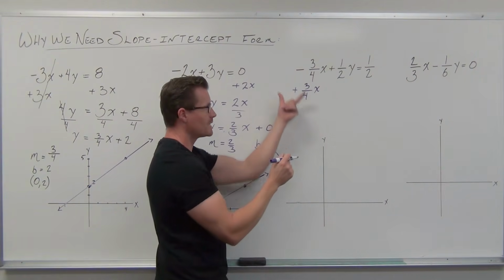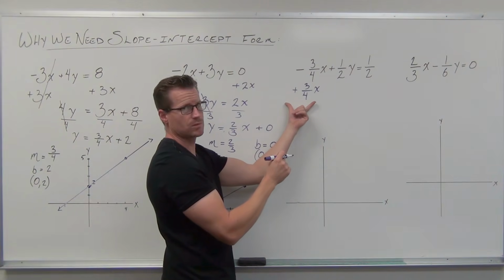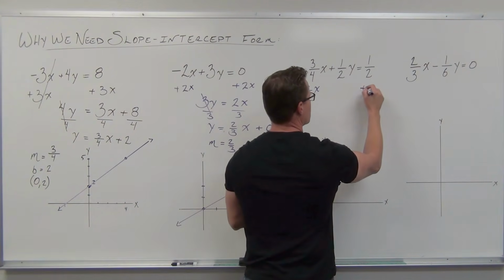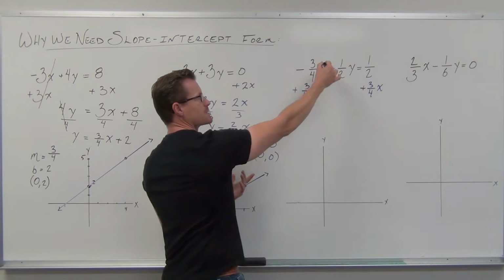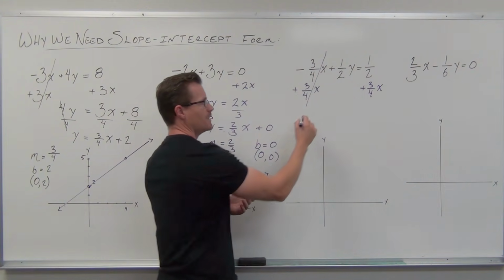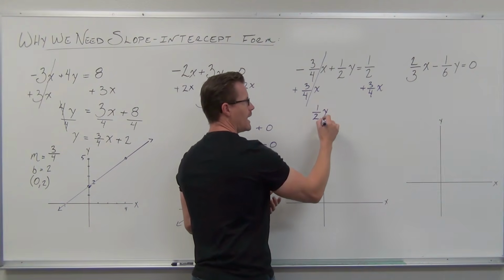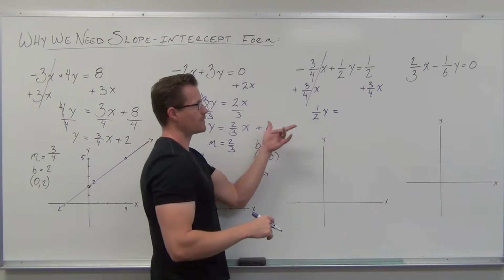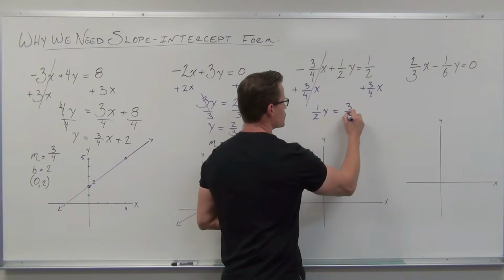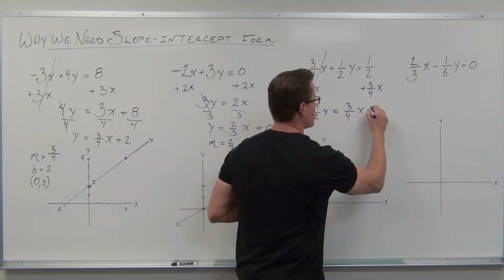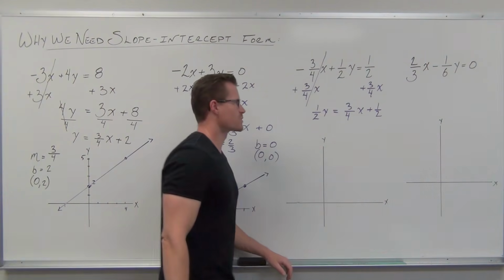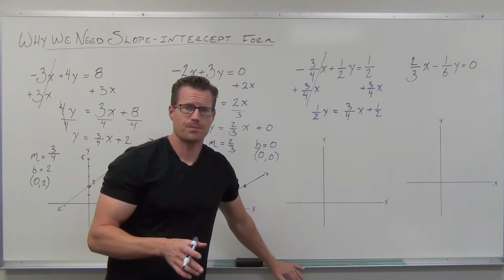I'm going to completely get rid of this term. That's going to create a 0. Hopefully you see the 0 by adding it to both sides. This is completely gone. I'm left with a 1/2 y on the right-hand side. I'm going to make sure it's in order, though. Remember, we're talking about slope-intercept. This stuff got to be in order. 3/4 x plus 1/2.